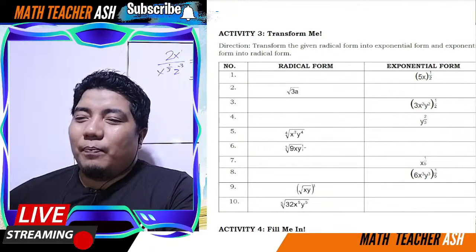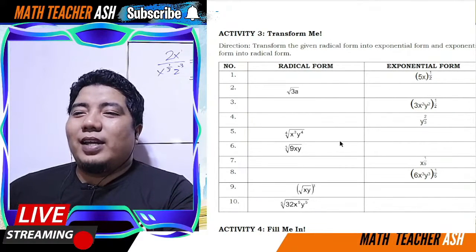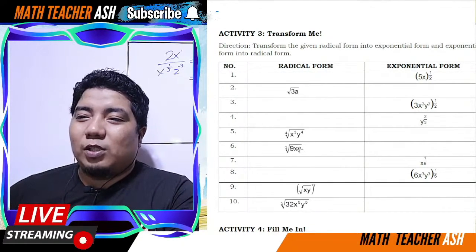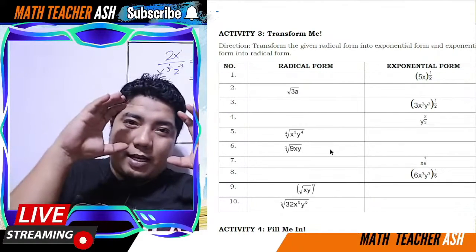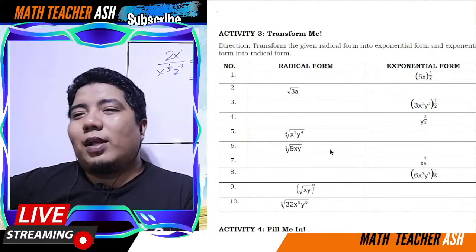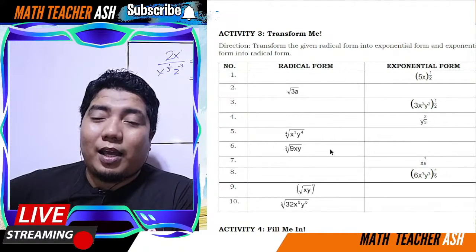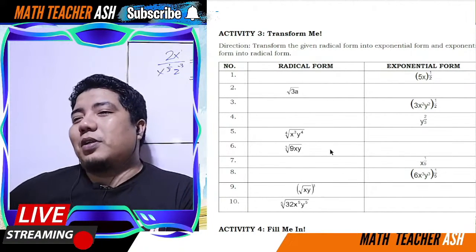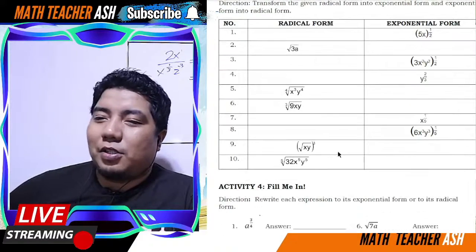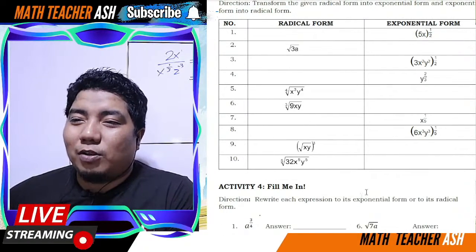Now, how about here? Cube root of 9xy. So, therefore, since they are grouped, you use this. Alright. So, the quantity 9xy to the power of, their exponent is 1/3. Okay, very easy, my dear math learners. Okay, and so on and so forth, you answer this.